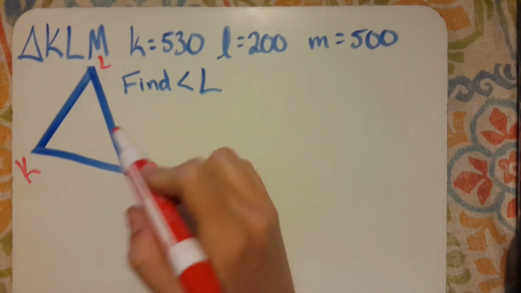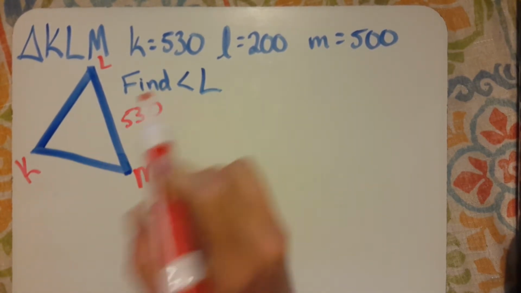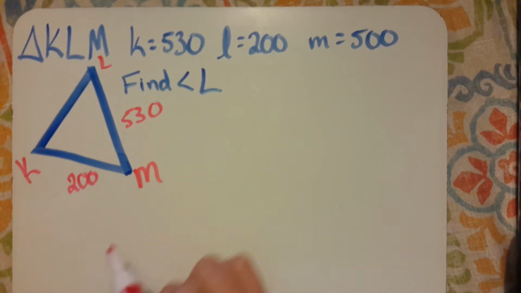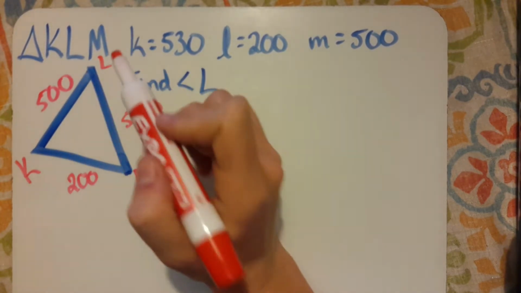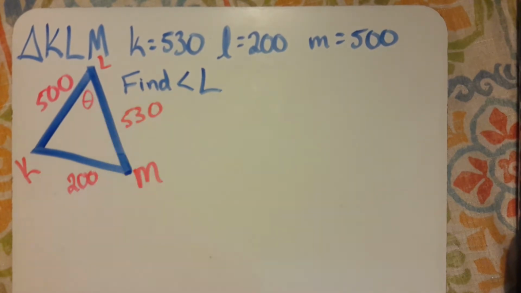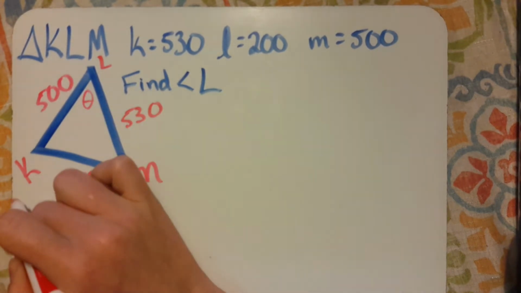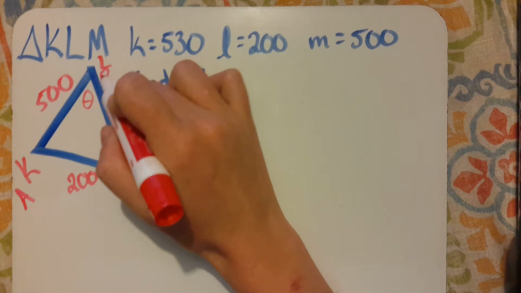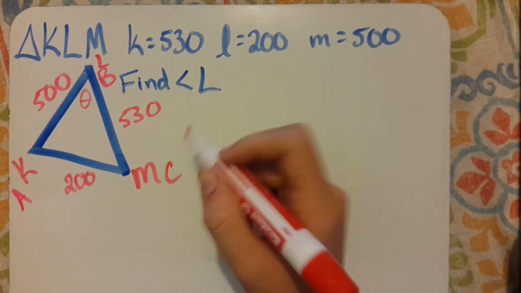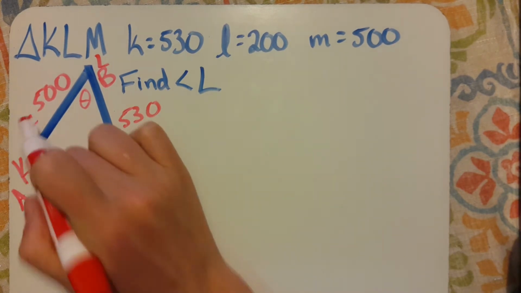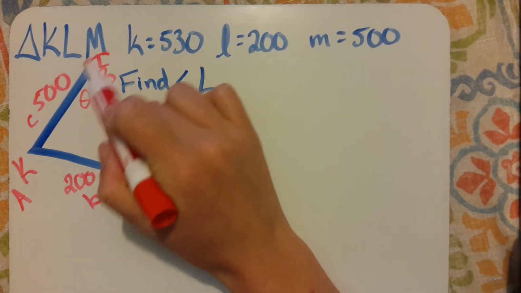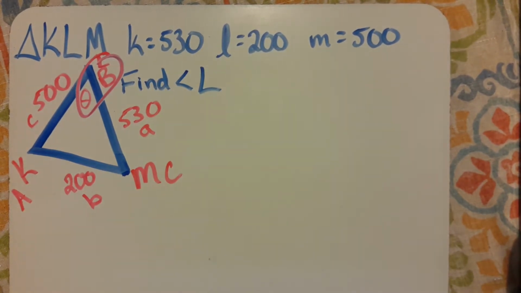And we have K, L, and M. And we're looking for big L, so theta right there. And then I'm going to go ahead and label these. You guys know that I like A, B, C. That's easier for me, which means I have A, B, and C. And it looks like I'm looking for angle B.